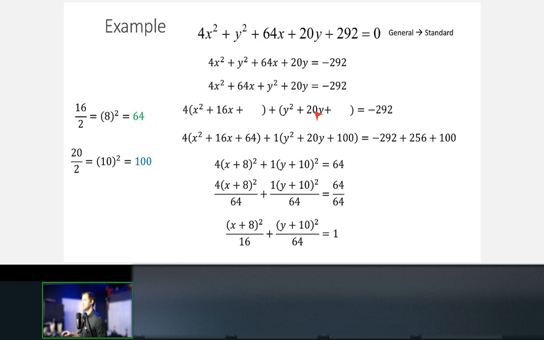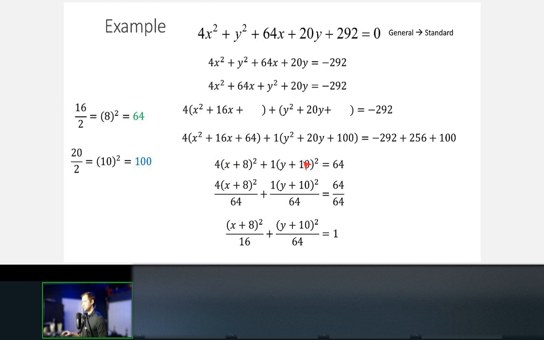Next, the y stuff, we take the 20, divide by 2, and square it, we get 100. So that's the number we are putting here. And 1 times 100 is, of course, 100. From here, we now go into the factored form. This trinomial becomes this binomial squared. This trinomial becomes this binomial squared. Don't forget the factor of that grouping goes out in front. Factor of that grouping goes out in front.